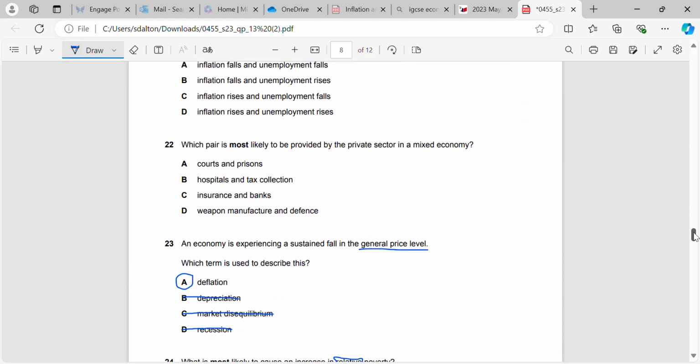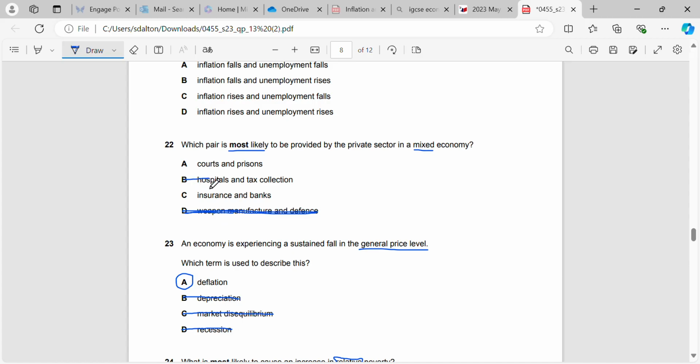Okay, question 22. Which pair is most likely to be provided in the private sector in a mixed economy? So we've got government intervention and we've got the existence of a private sector in a mixed economy. Weapon manufacturing and defense, that's most likely to be provided by the government in a mixed economy. So think about America, for example. National defense, weapon manufacturing is done through government organizations as well as privately.